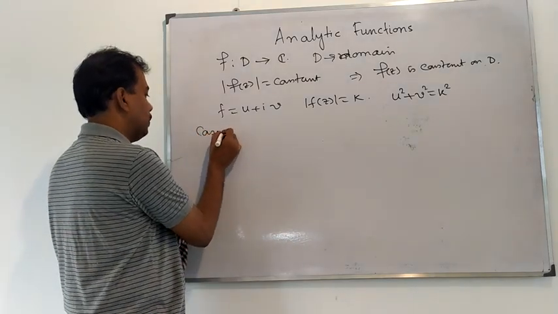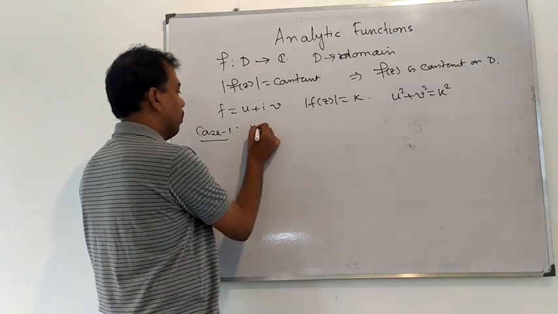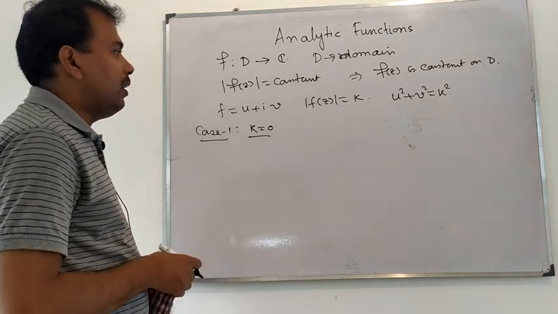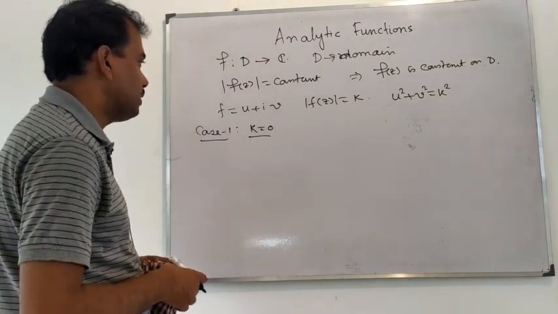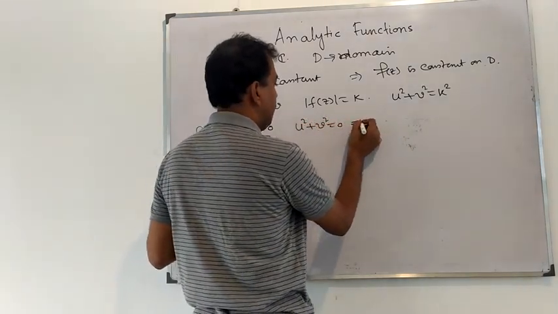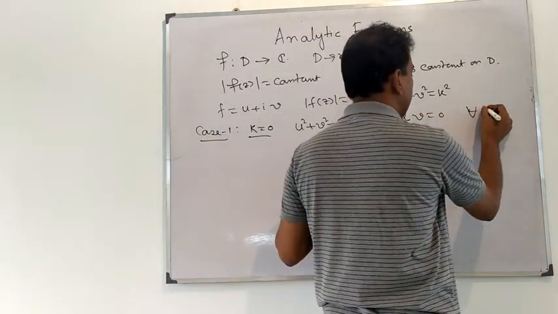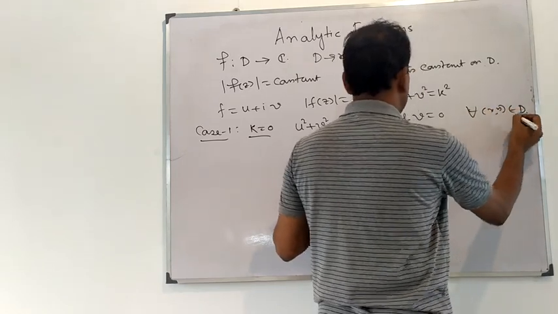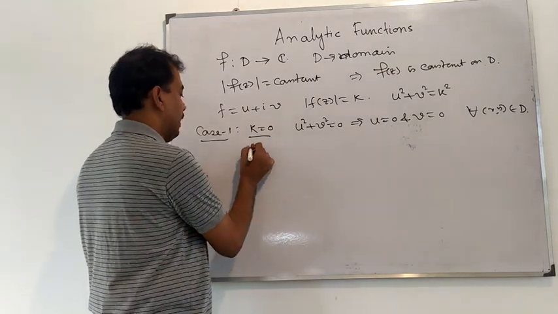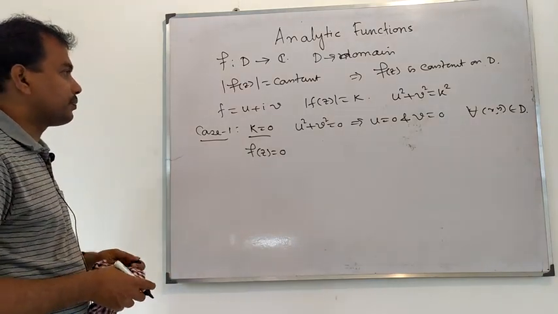Now we consider two cases. In first case, suppose k equal to 0. Since both u and v are real valued functions, u square plus v square equal to 0 implies both u equal to 0 and v equal to 0 for all (x, y) belongs to D. Since both u and v equal to 0, f(z) equal to 0 for all z belongs to D. That is, f is constant.